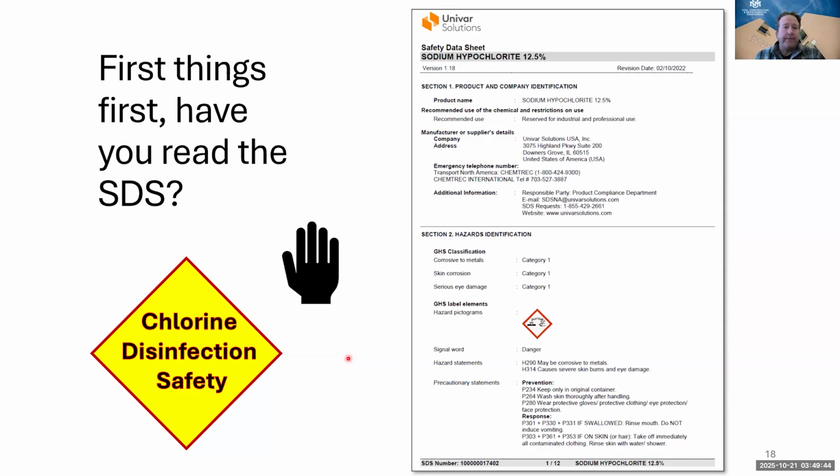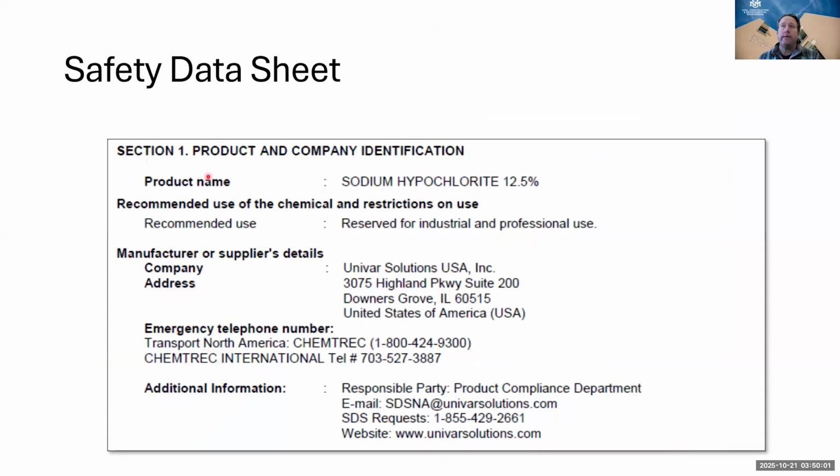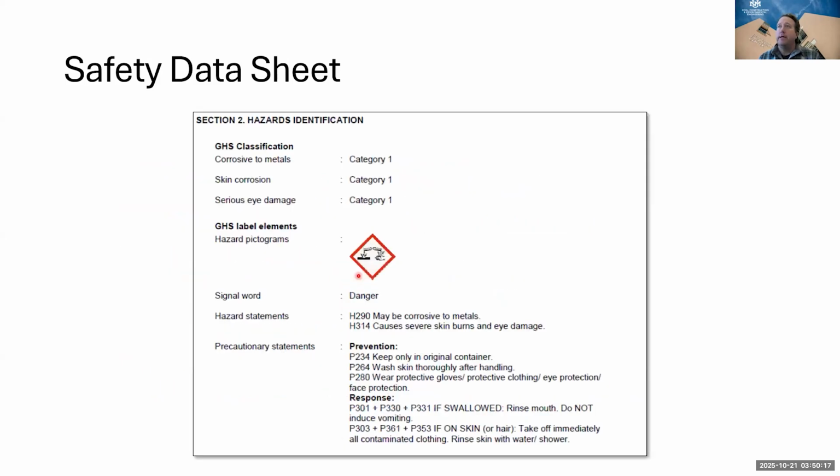A lot of people have never read them. Some have read some, and then some have definitely read them. And so if you haven't read safety data sheets for the chemicals you work with, then definitely I advise you to go through them and read them. And when you read them, look out for all these different sections. So section one tells you exactly what the product is and how the company identifies that product. And so we can see that this is a safety data sheet for 12.5% sodium hypochlorite, and it's made by Univar Solutions.